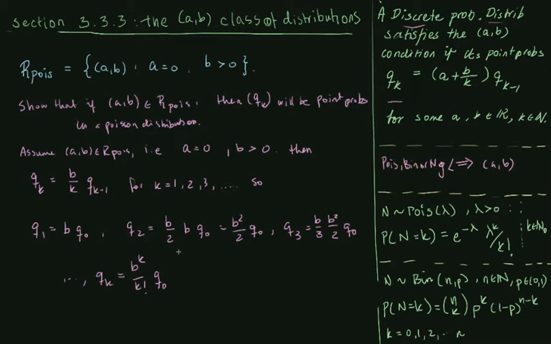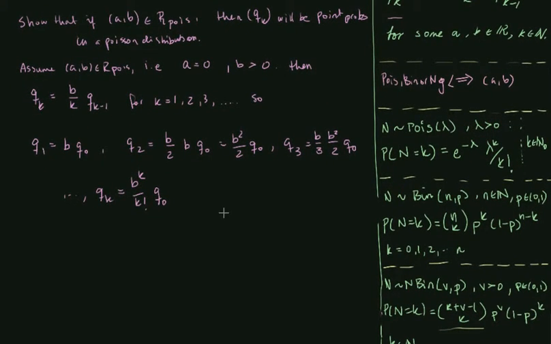I can prove this by induction, but I will not do this in the Poisson case. In the Poisson case, it's relatively simple. So I will wait for the induction proof until we do the binomial case where it's a bit harder. This is just to give you an idea of what's going on in general. So by plugging in qk minus 1, qk minus 2, and so on, I see that each qk can be expressed as b to the k divided by k factorial multiplied by q0.